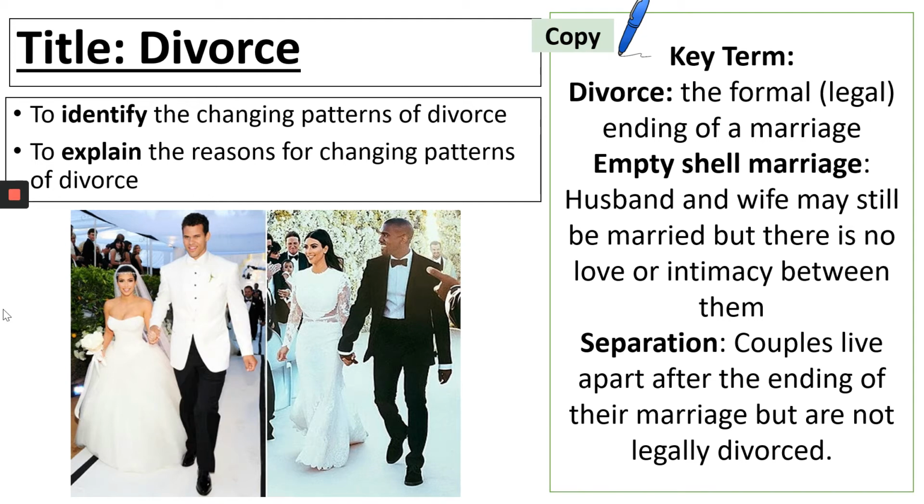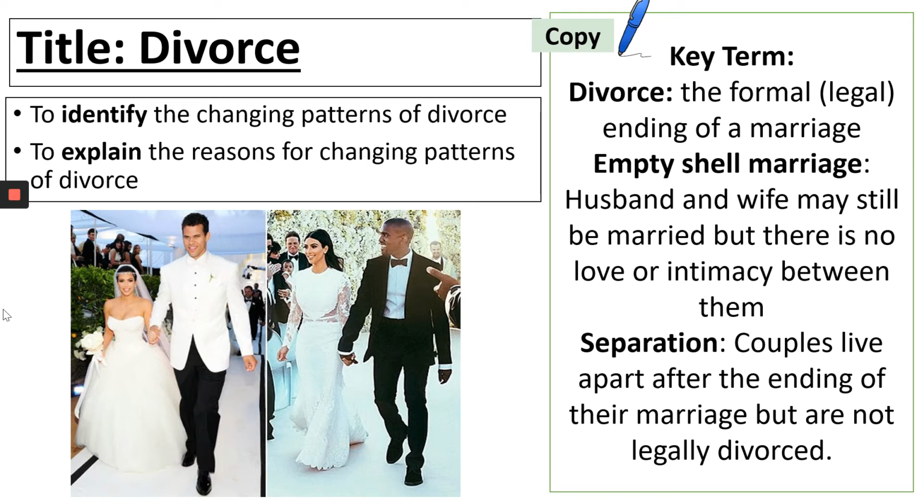Another key term, empty shell marriage. This is a marriage where husband and wife may be still married, but there is no love or intimacy between them. Sometimes this occurs when a couple have children and they don't want to divorce. They want to maintain the relationship for the purpose of raising their children. So sometimes that's described as empty shell because there's nothing within the marriage, no love.